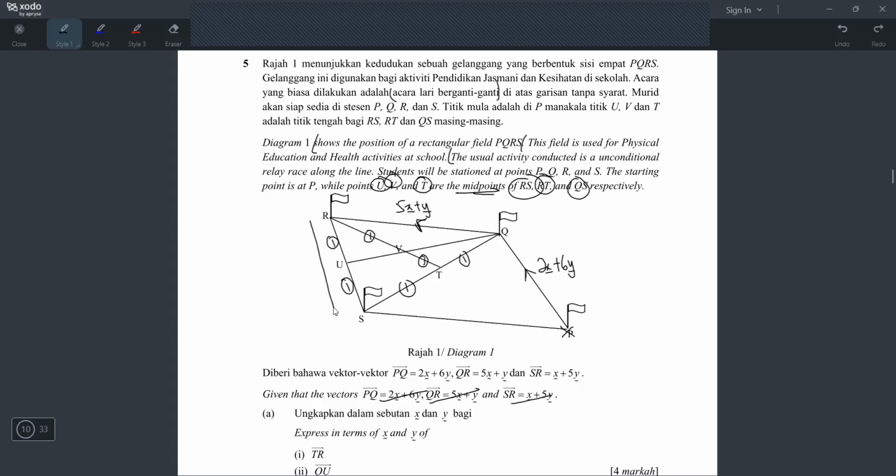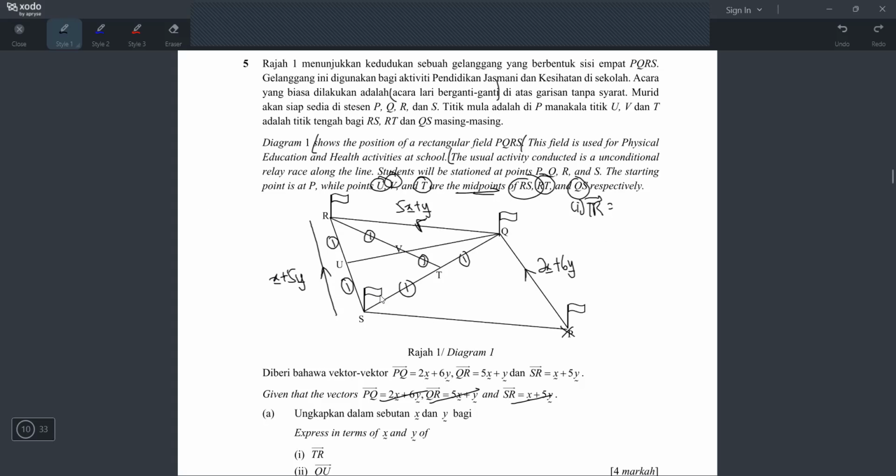So I will draw an extra line here, okay? Because the U is blocking me, right? So I will write like this, x plus 5y. Okay, now I can do number 1, which is vector TR. So I will do it. Okay, I'll just do it here. So they want me to find vector TR.